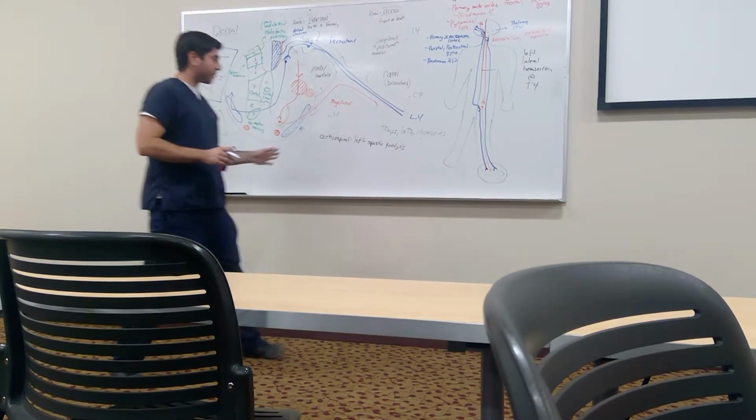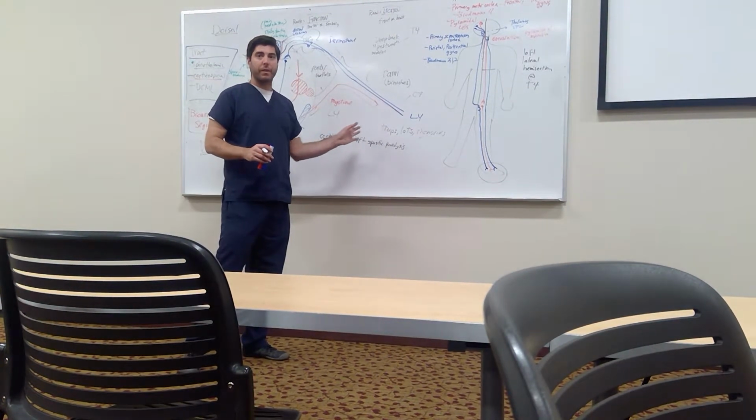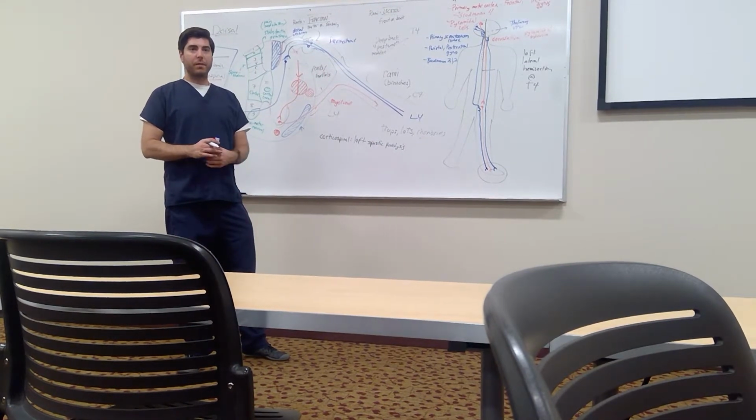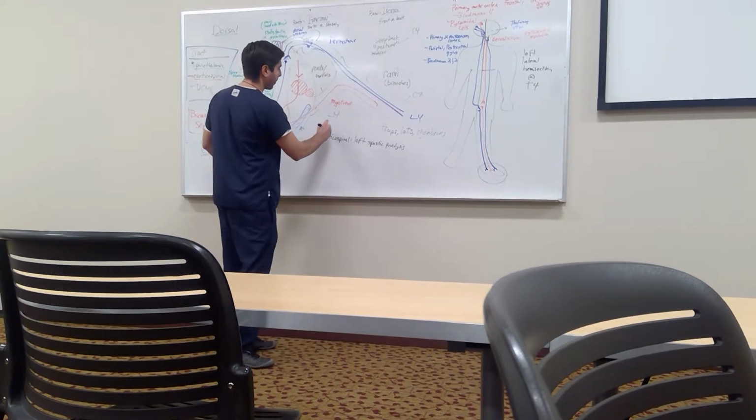Okay, left spastic paralysis and all the other symptoms that go with it. You should be able to list at least 5 or 6 symptoms that go along with upper motor neuron lesion. That's what this is. Upper motor neuron lesion.